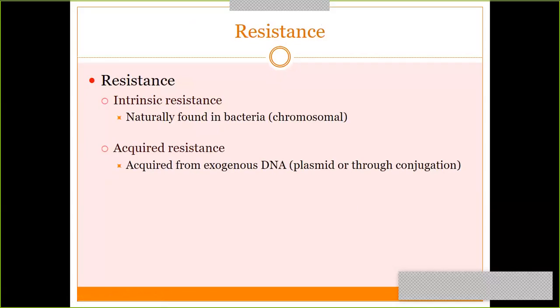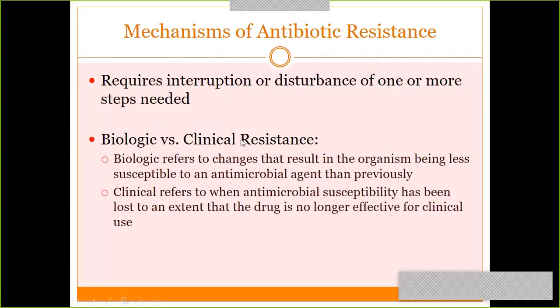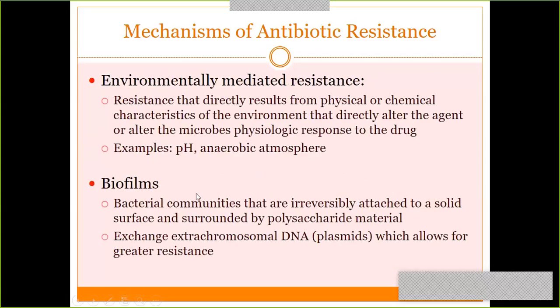Some other terms, resistance. You can have intrinsic resistance, which is something found in the bacteria naturally, or acquired, say they got it from exchanging DNA outside in the environment and they picked up resistance that way. They also have biologic and clinical resistance. I don't test on these on the quiz, so you don't have to worry about these as much. And biofilms at the bottom here. We are going to have a whole chapter on biofilms, so I'm not going to really talk about that right now because later on we're going to get into that.